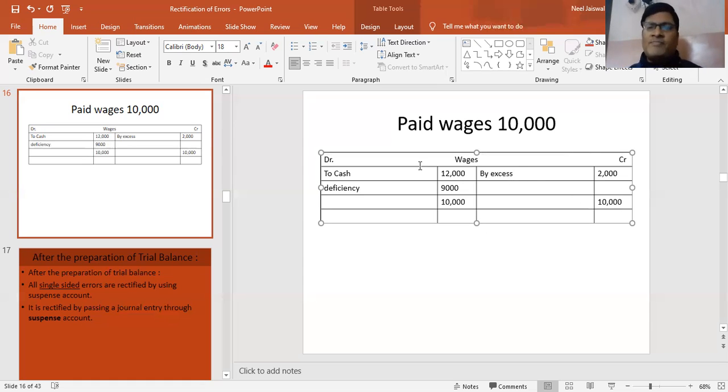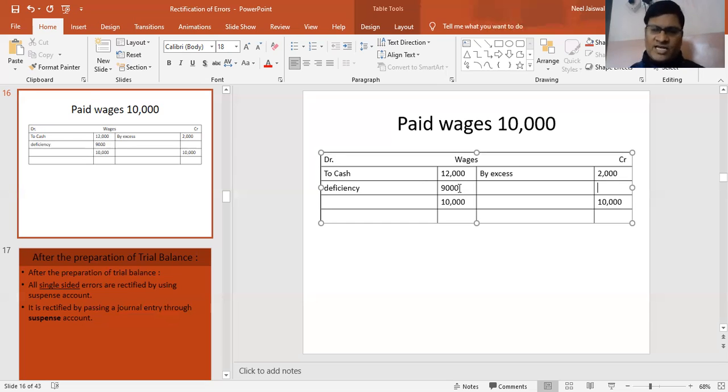That means if there is an excess, we will see the opposite side of the account. Like in this case, the excess is on this side, so we will see the opposite side. We will debit the wages account if there is an excess, if 12,000 we have recorded, we will debit this one. And if there is a deficiency, then we will see the same side. I hope it is clear. Excess, see the opposite side of the account, and deficiency, see the same side for debit and credit.